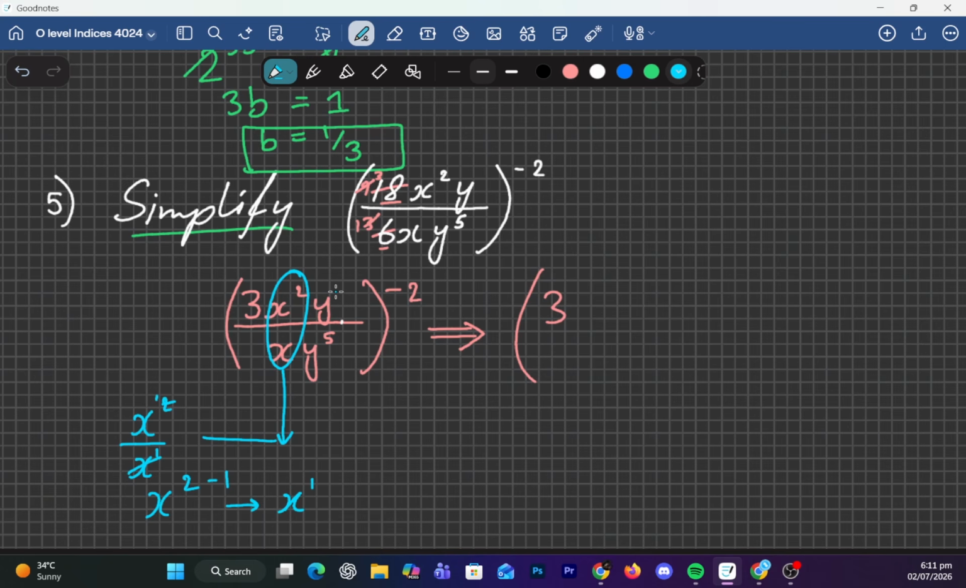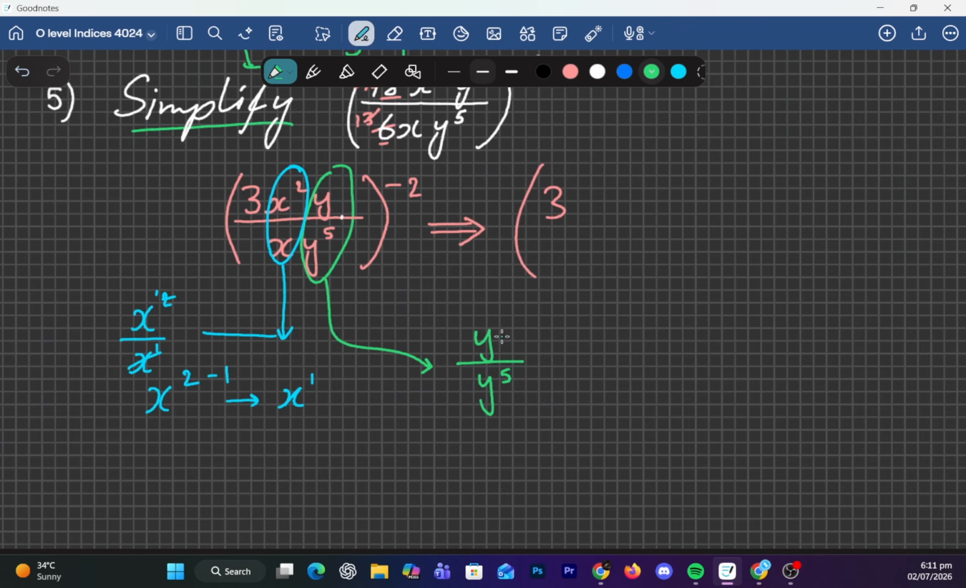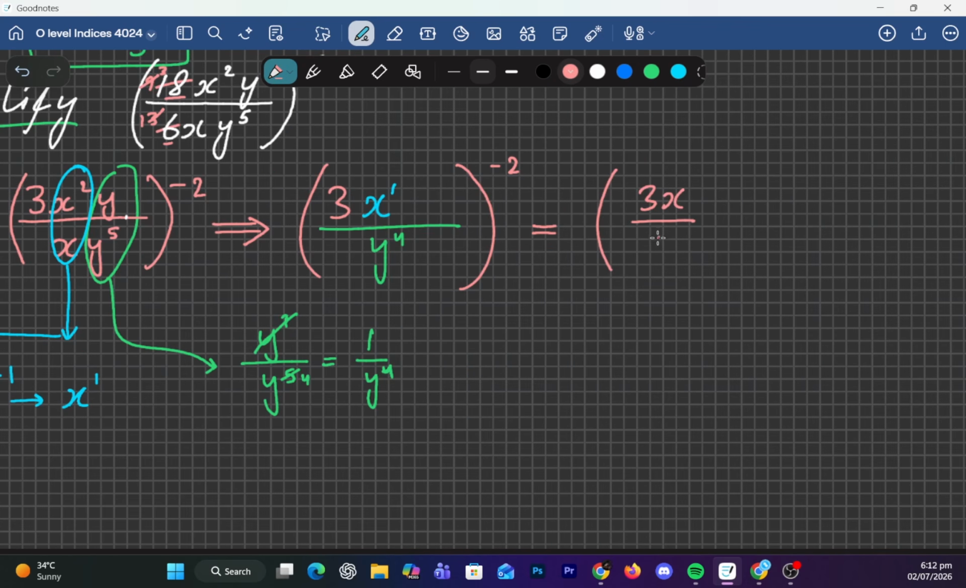The same is the case with y over y to the power 5. Now we can cancel one power from here and one power from here will also be cancelled. This will become 4, so this will become 1 over y to the power 4. So now this becomes 3x over y to the power 4, whole to the power minus 2.